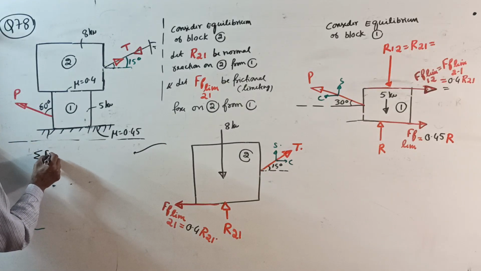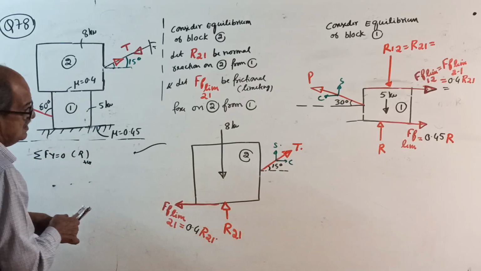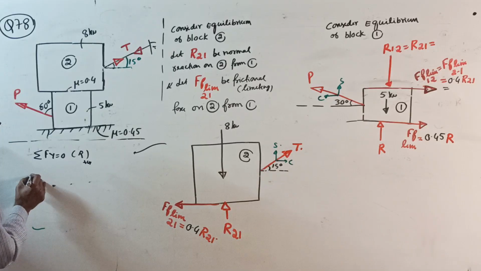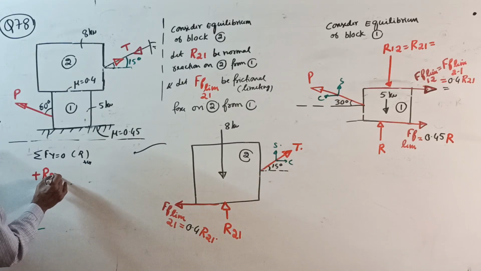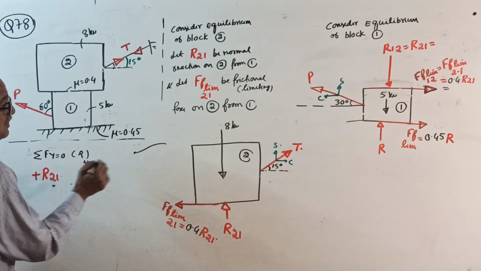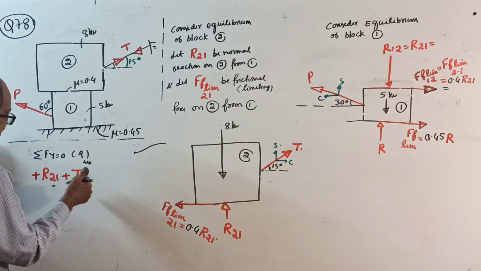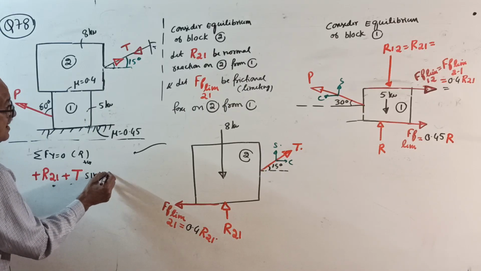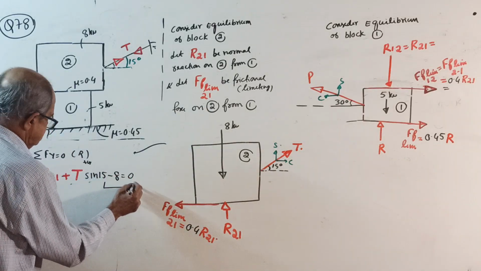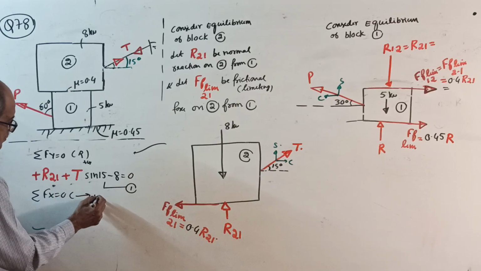Sigma Fy equals 0, take upward positive. What you get? Plus R21, minus 8, first the unknowns: plus T sin 15, and then minus 8 equal to 0, call it equation number 1. Sigma Fx equals 0, take right side positive.